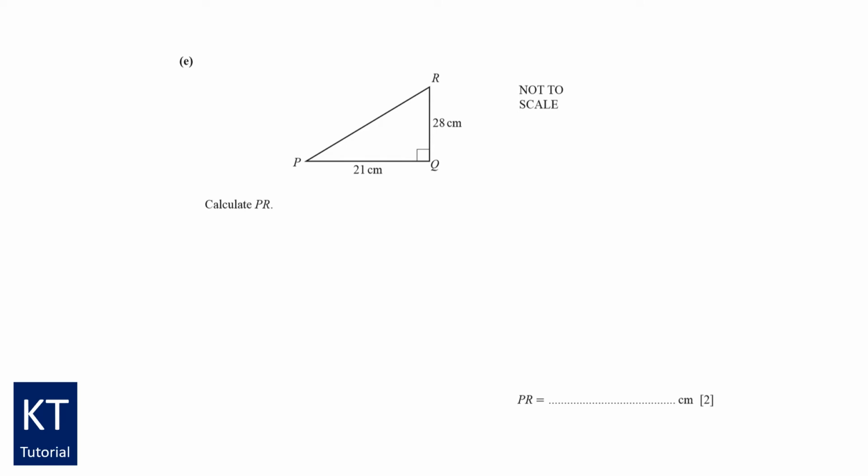Question 4e. From the given diagram, calculate PR. PR can be determined using the Pythagoras formula. Incidentally, this is a multiple of 7 of the 3, 4, 5 Pythagoras combination.